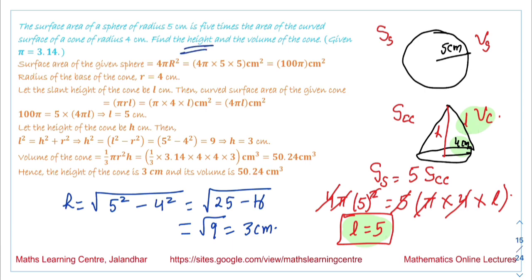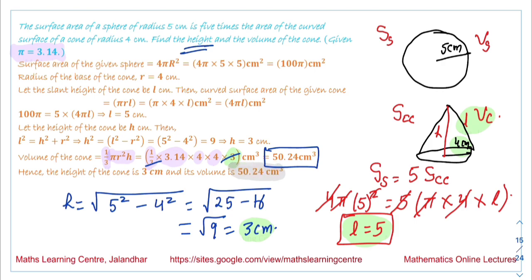Next we have to calculate the volume of the cone. The volume of the cone will be 1 by 3 pi r square h. It is given that we have to take the value of pi as 3.14, so we are not taking 22 by 7 here. The radius is 4, so it is 4 into 4, and the height we have calculated is 3 centimeters. When we multiply these values, this 3 gets cancelled, and we get the answer 50.24 centimeter cube. And this is the volume of the cone.